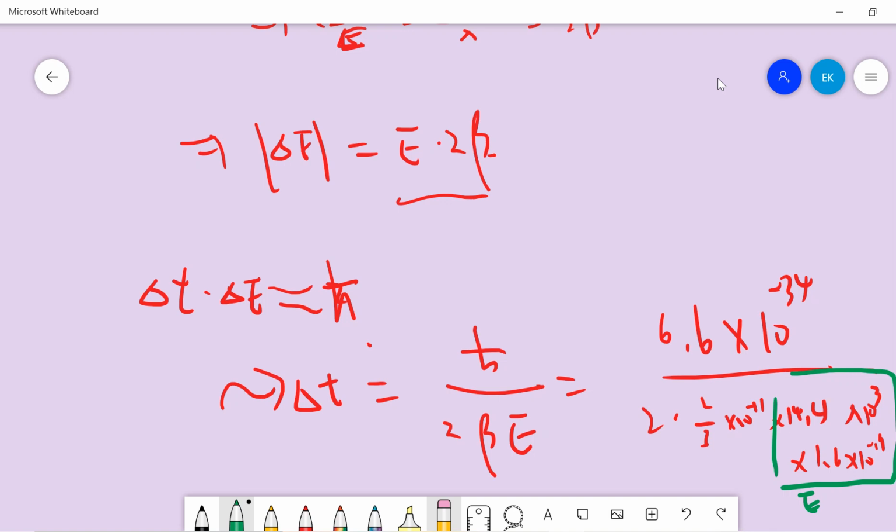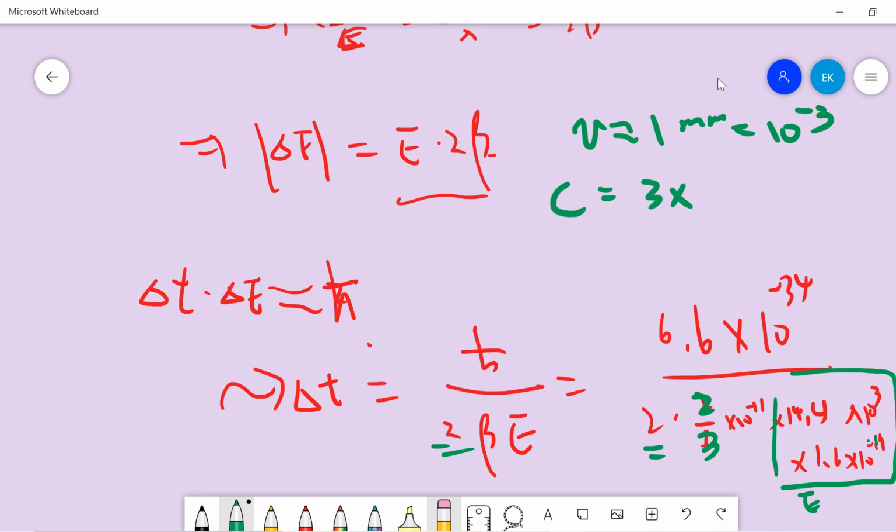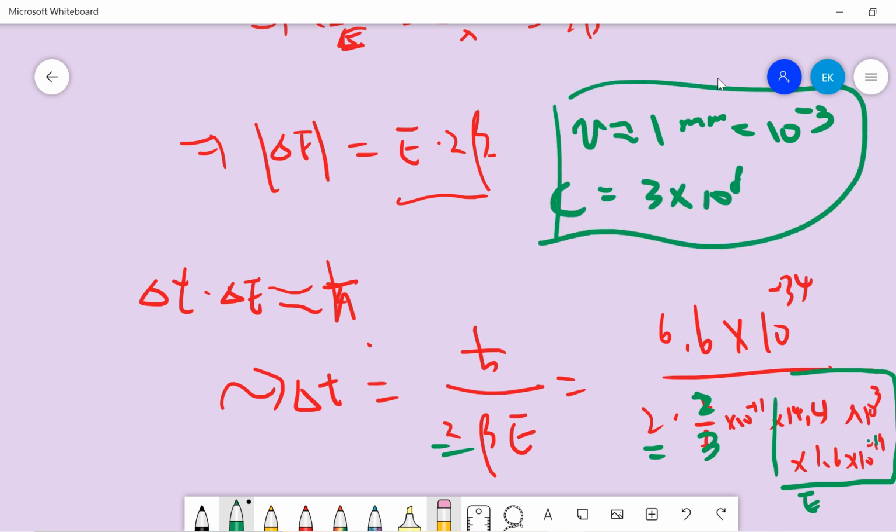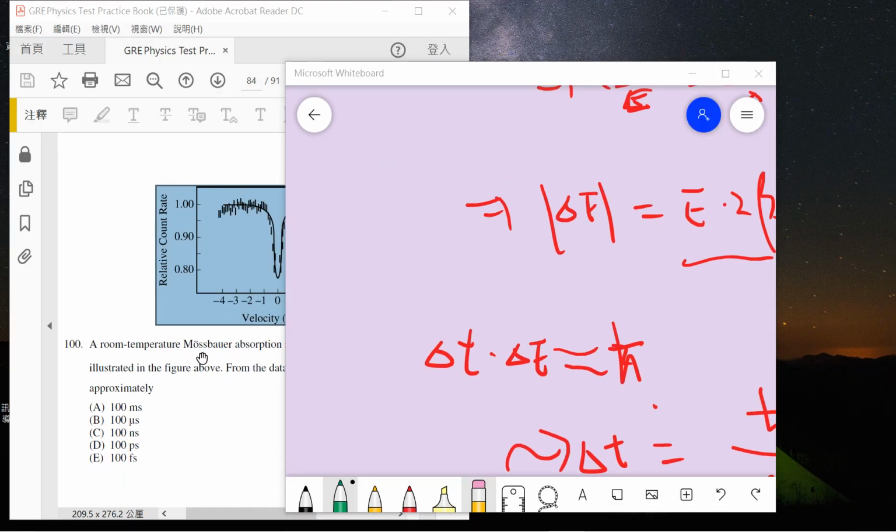E you change from keV into joules, and beta is 10 to the negative 3 over 3 times 10 to the 8, which is about 3 times 10 to the negative 12, because you know that v is close to 1 millimeter per second and c is 3 times 10 to the 8. So compute this, and you get delta T close to 10 to the negative 9 seconds.